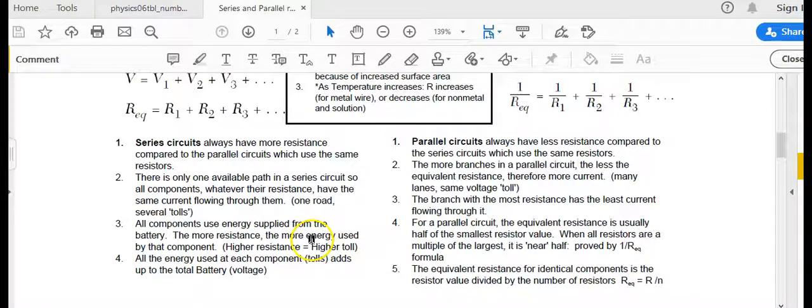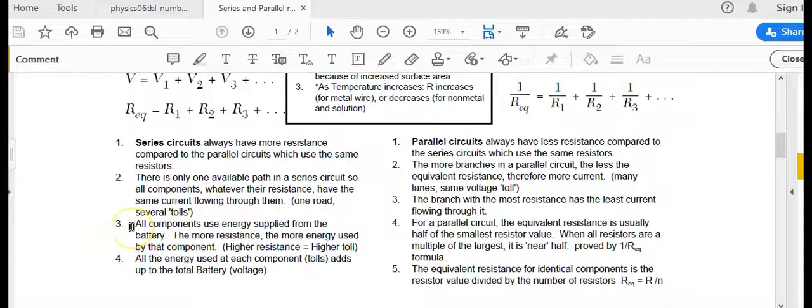Okay, there are 2 sets of rules that apply to series versus parallel circuits. In a series circuit, there is always more resistance compared to a parallel circuit when they use the same components. Two, there's only one available path in the series circuit, so all components, whatever their resistance, have the same current flowing through them. One road, several tolls.